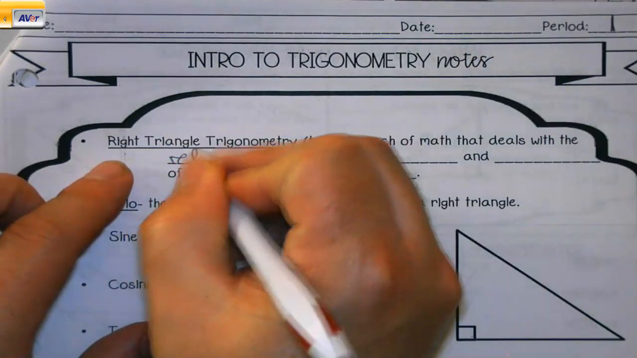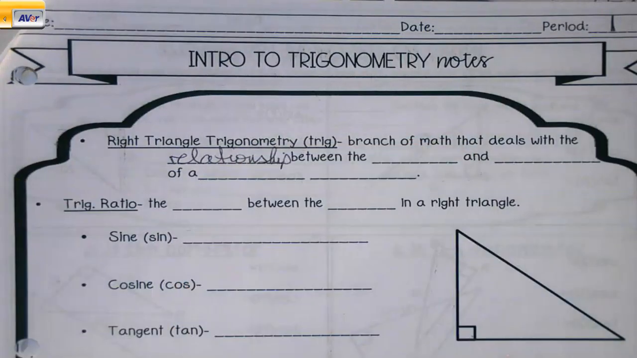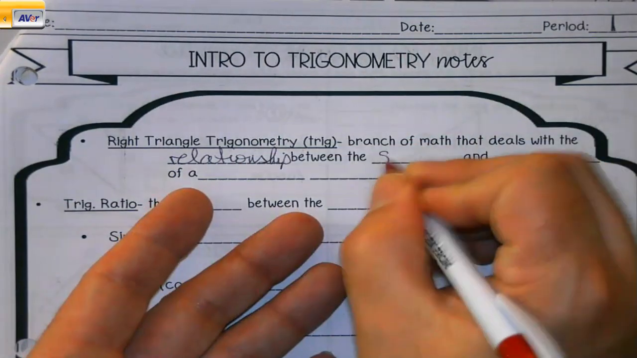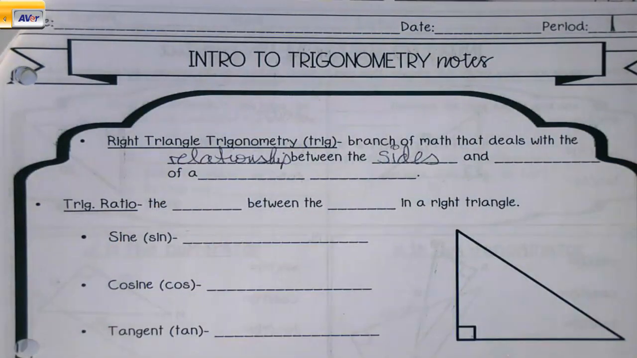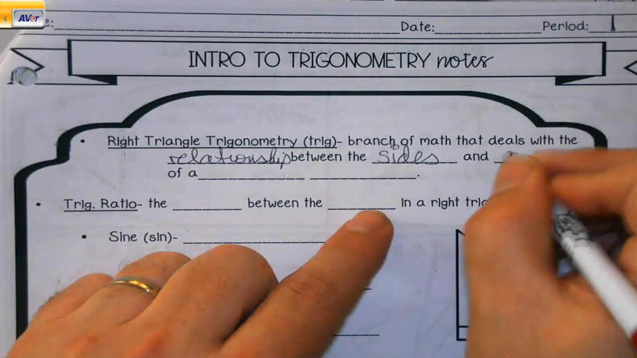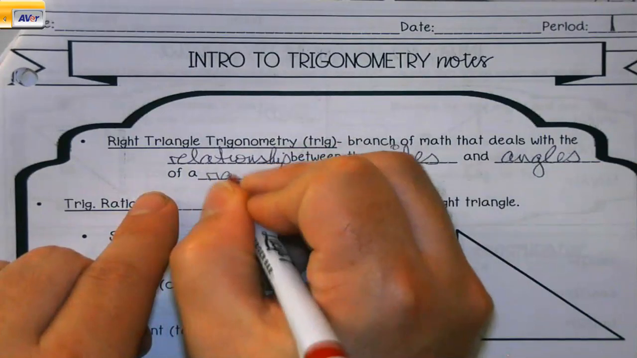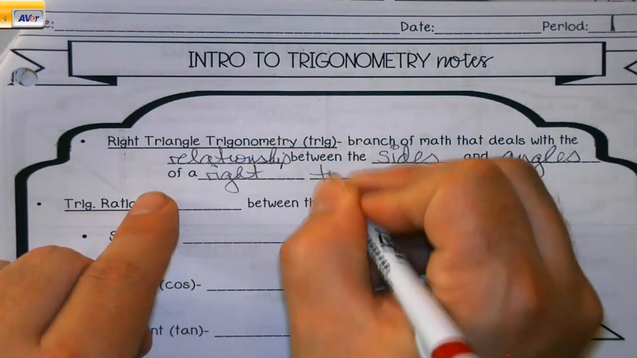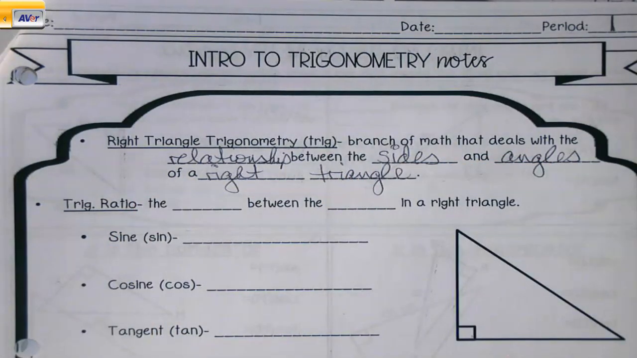So, right triangle trig, for our purposes, is just the relationship, bonding relationships. It's almost like the Dr. Phil of math or something, I don't know, between the sides and angles of a right triangle. Not any triangle, just this particular type. Because if it's not right triangle trig, we have a different thing we deal with those. And unfortunately, we don't get to deal with those here this last week or so.